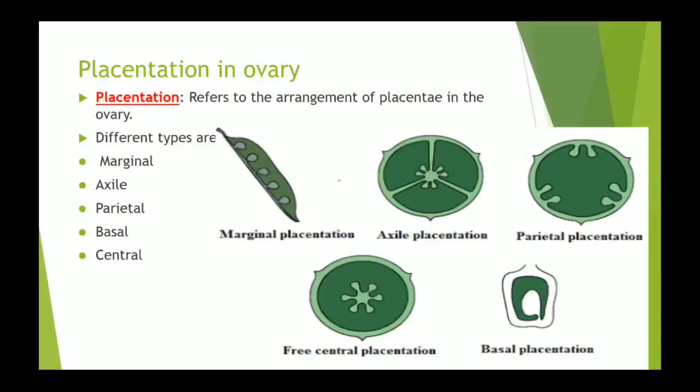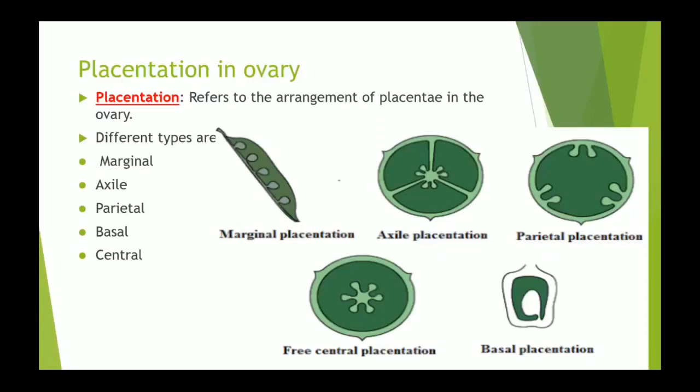Now the last topic of the chapter, placentation in the ovary. It refers to the arrangement of placenta in the ovary, or the arrangement of ovules in the ovary, that is, how the ovules are arranged and in which design. Placentae is the plural form of placenta. So how the placentae are arranged in the ovary.